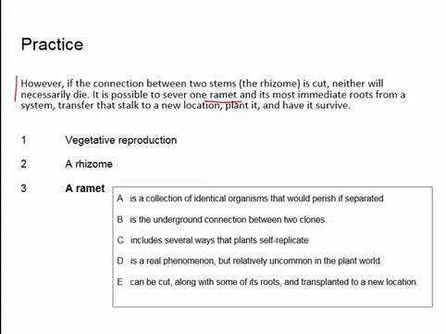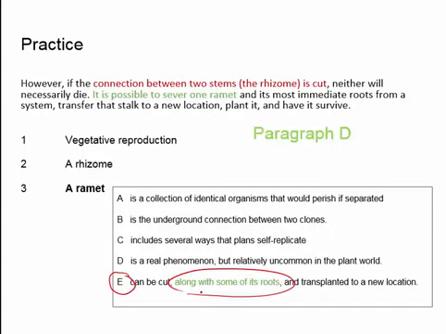Aha. Okay, so which one does that remind us of down below? Well, we just saw it, and this was actually the incorrect answer for rhizome because it talks about its roots. A ramette has roots. A ramette is the offshoot that comes out of a rhizome. So it says here, it is possible to sever one ramette and most of its immediate roots. There it is. And move it to a new location. Transplant means to transfer, to move to a new place. And so E makes the most sense there.